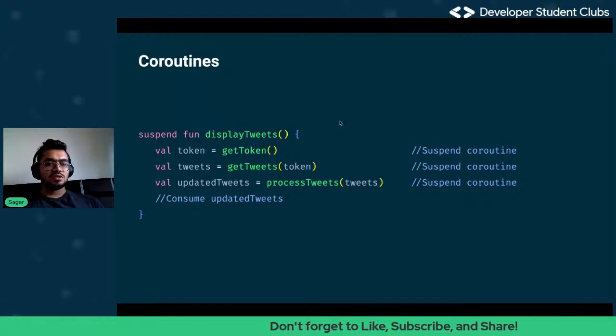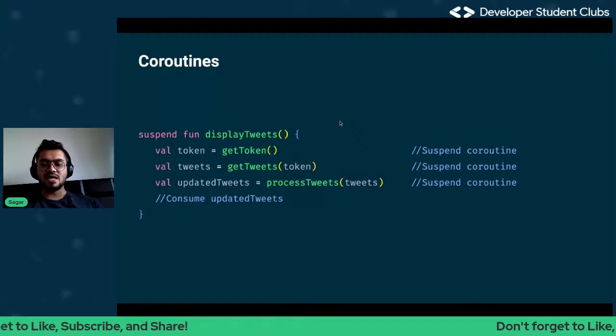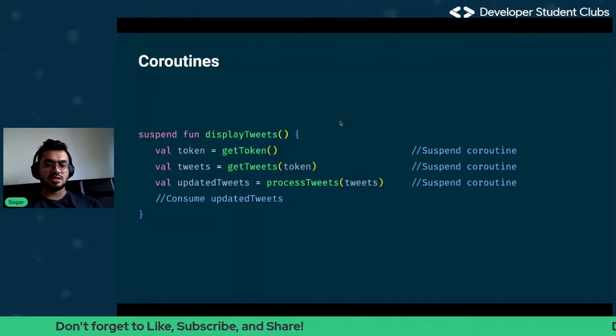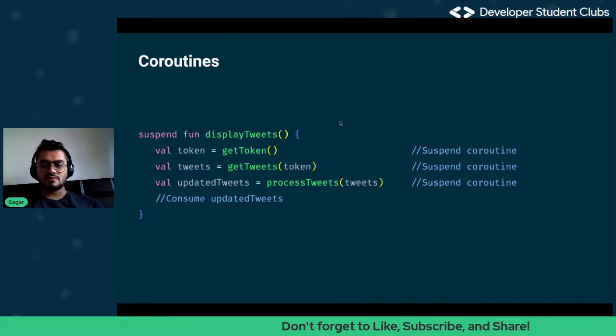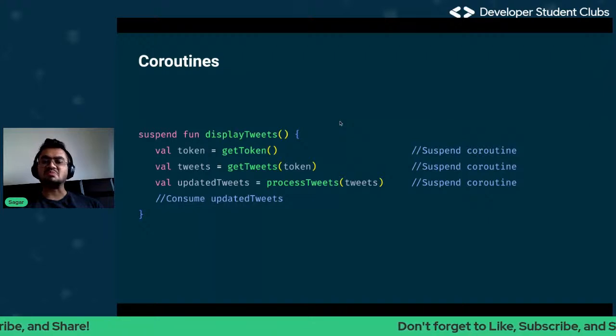If you compare this with coroutines, this is how you write the same exact thing in a coroutine, in a sequential manner, but still this is asynchronous in nature. The way it works is that all the functions that you see here, get token, get tweets, and process tweets, are suspending functions. The suspending function will suspend the execution of your coroutine. So when you execute get token, this whole function will get suspended. So display tweets will get suspended.